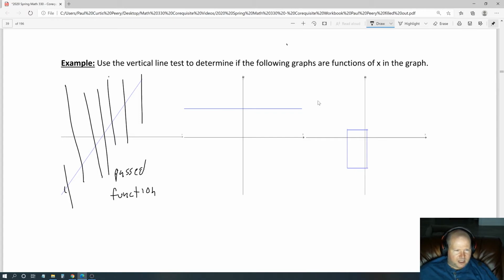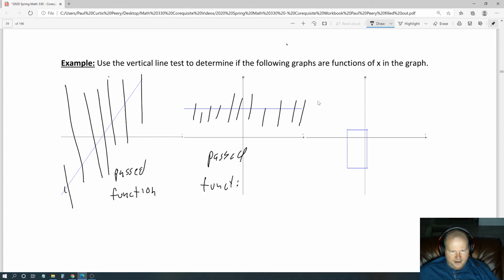Conceptually, what that means is that for every x value, which is a vertical line, it only hits the function in one place, which means it only has one y value. Each one of these vertical lines is an x value, and where they hit is the y value. Same thing on the next one. If I draw an infinite number of vertical lines here, this one passed the vertical line test. So therefore, this is a function.